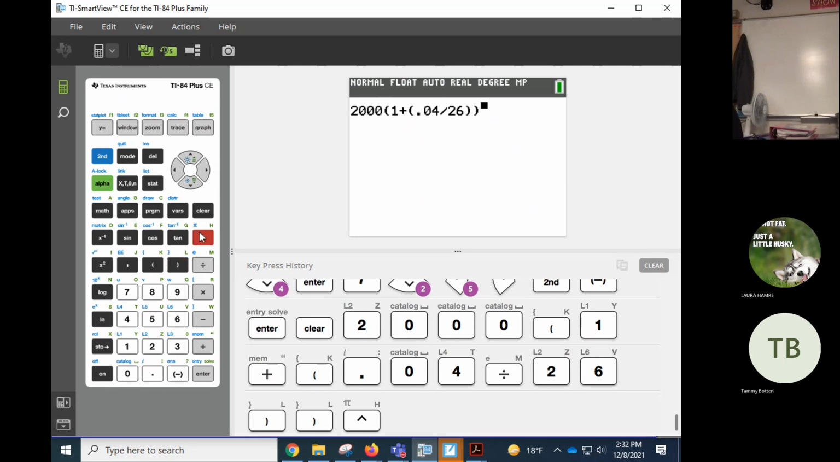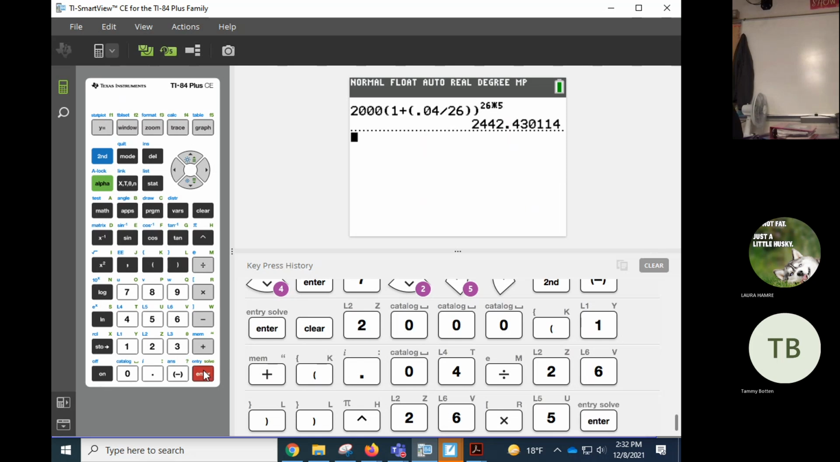Then I can go up arrow, and on my calculator, I should be able to just do 26 times 5 because it stays up there. If you have a black one, you may have to do parentheses there. And when you guys hit enter, do you get $2,442.43?